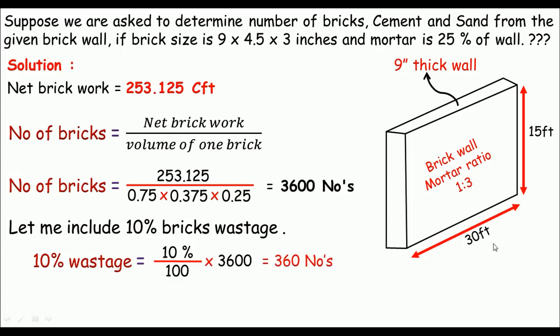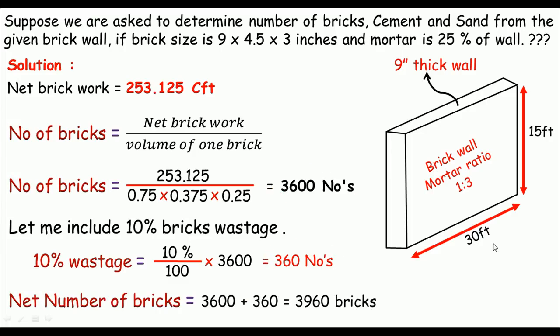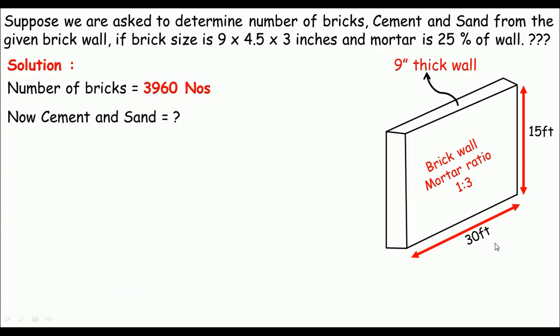So now the total brick number must be just the summation of these two, which is of course 3960 bricks. So the total bricks are just 3960 bricks. Now the next step is to calculate cement and sand.